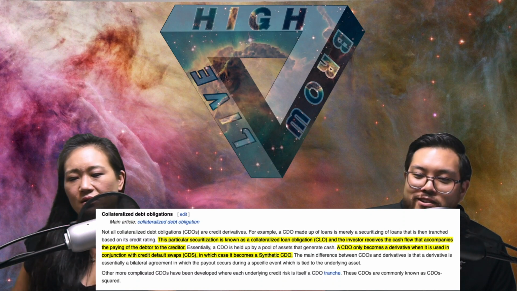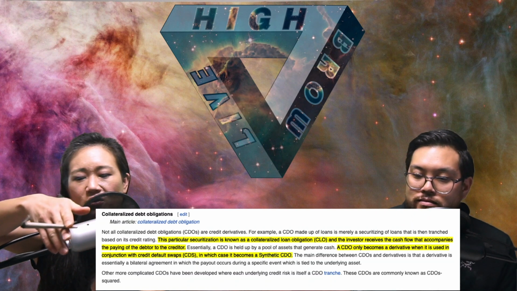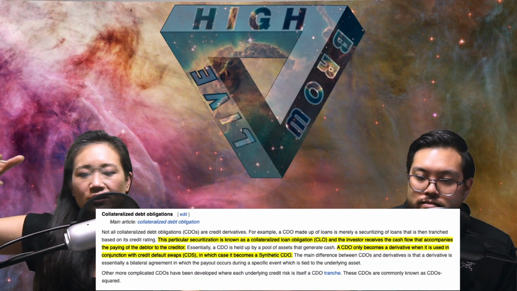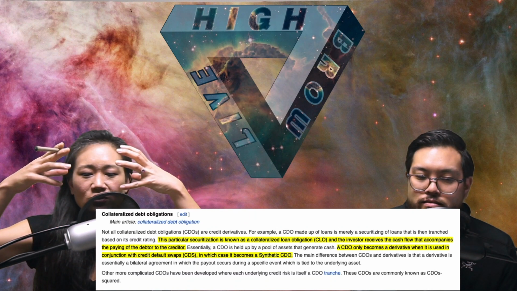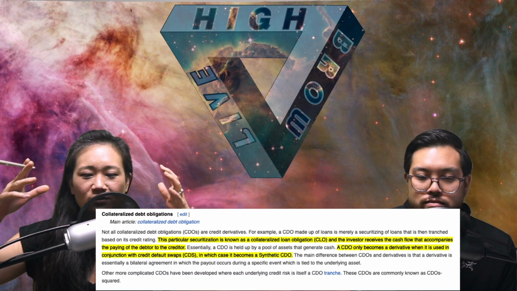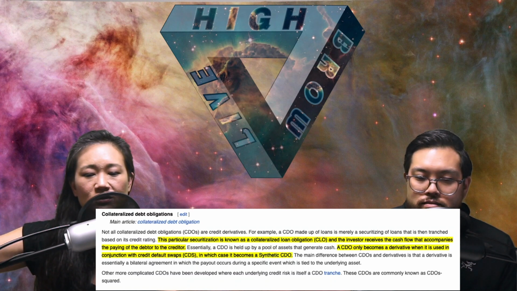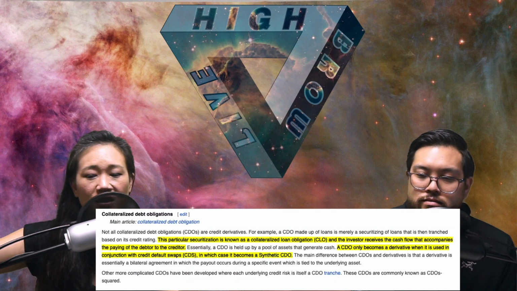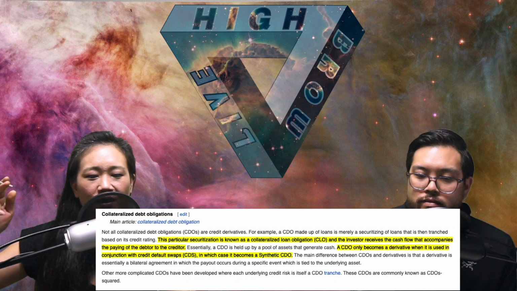Okay. So the particular securitization is known as... Okay, so putting them all together, a whole bunch of loans is what makes a collateralized loan obligation. And the investor who's fronting the money for all of those is receiving the fees that accompany it, right? Or the interest or whatever on all of those together. Yeah. So that's like a pension.